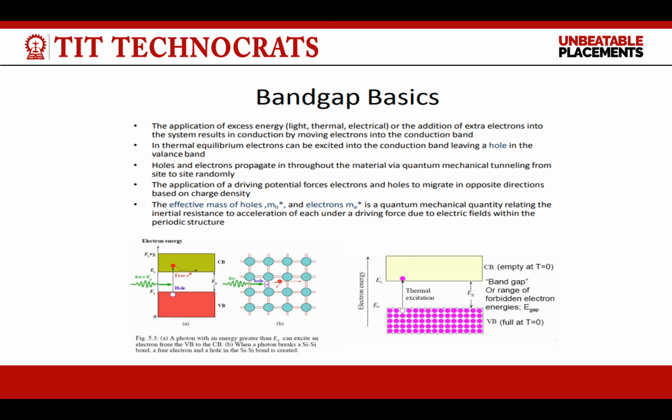We can understand with the help of examples and diagram. Here, the photon with an energy greater than Eg can excite an electron from the valence band to the conduction band. And the photon breaks a silicon-silicon bond, and a free electron and a hole are created in the silicon-silicon bond.